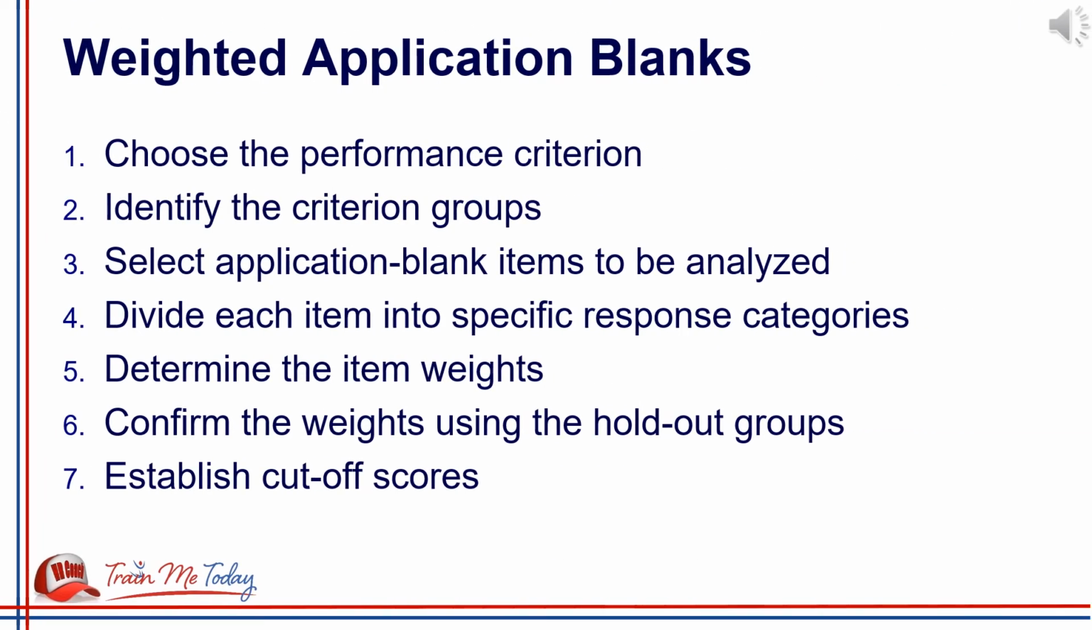A weighted application blank is developed by correlating each piece of information from the application with a performance criterion. Specific information from the application is used to determine a score for each applicant, which indicates whether the applicant will be a successful performer. This helps to eliminate much of the bias in this selection procedure. The basic procedure consists of the 7 steps listed on this slide.